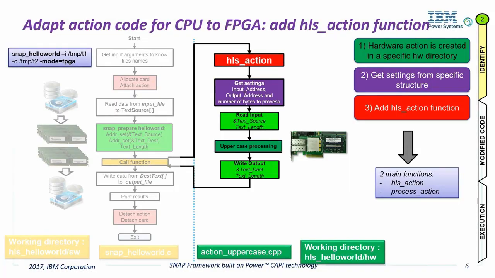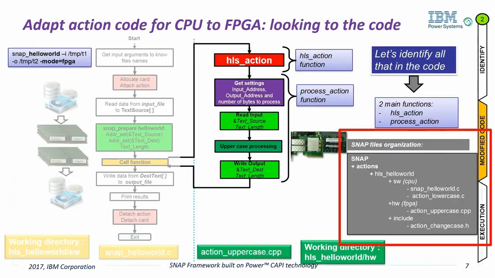Last but not least, the third change is to add an HLS action function on top of the process action function in which the action code is written. We have now two functions in this hardware action file. We will detail this HLS function in a minute when looking closer to the code. Let's now look at the code and discover how the different boxes are structured.